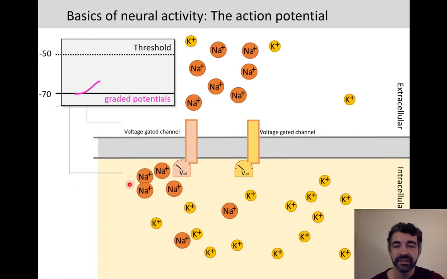Then it might be that at the same time there's another graded potential arriving from a different dendrite.